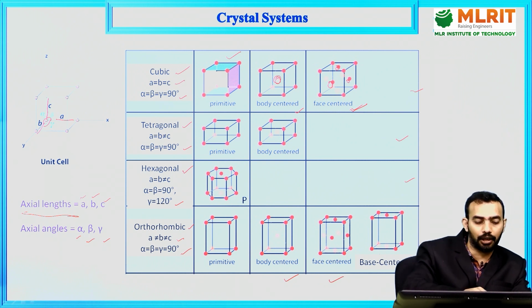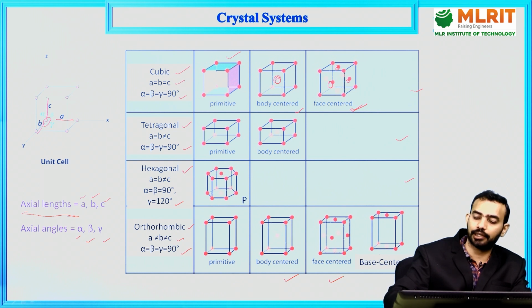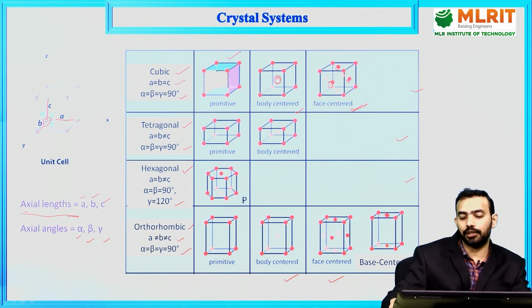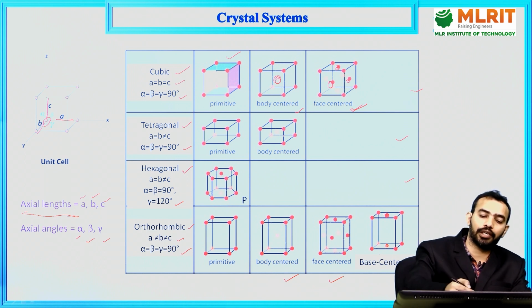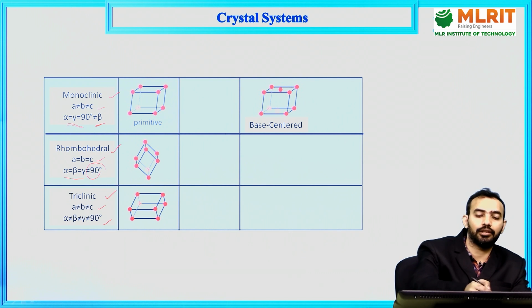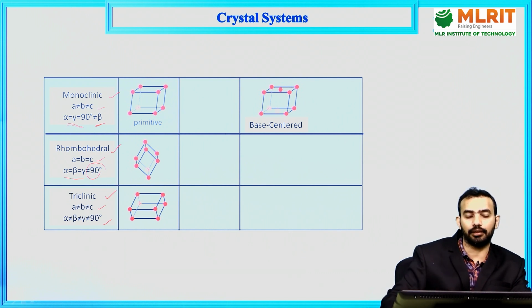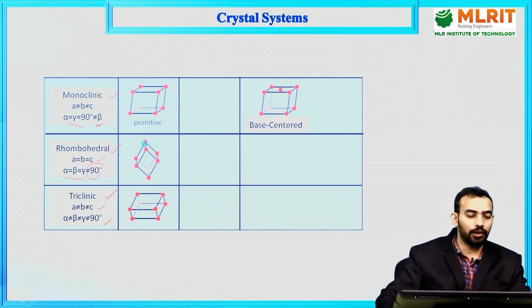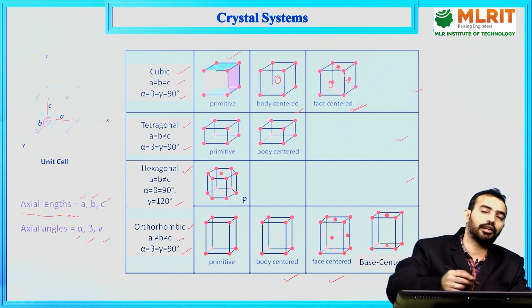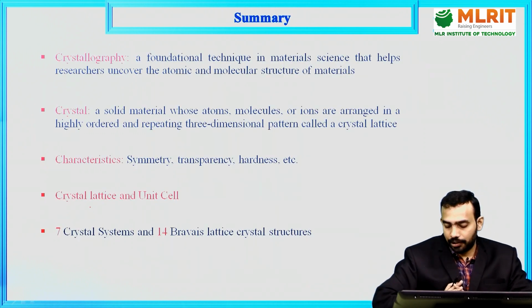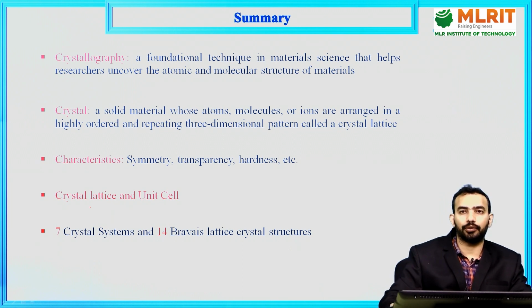And in the orthorhombic case, we have one more case, that is the base centered one. At the center of the base of the unit cell, an atom is situated in each case. So that is a base centered orthorhombic system. Like this, a total of 1, 2, 3, 4, 5, 6, 7, 8, 9, 10, and we have 4 here. So a total of 14 Bravais systems, and there are 7 crystal systems based on the axial lengths and axial angles. That is all for today's topic.